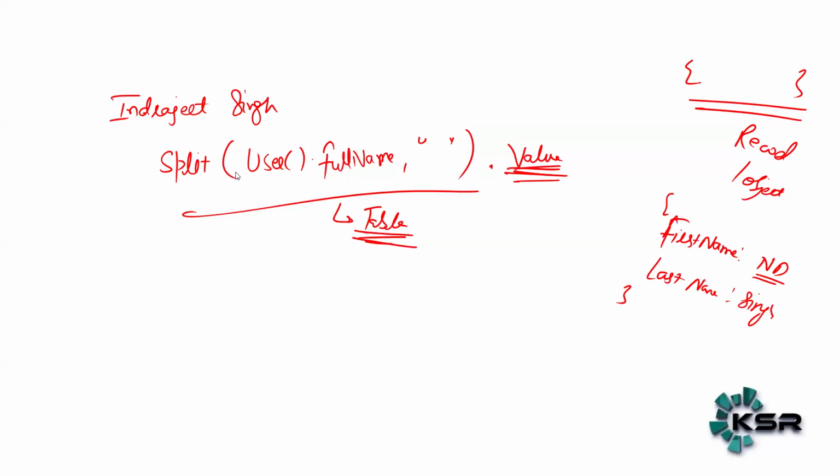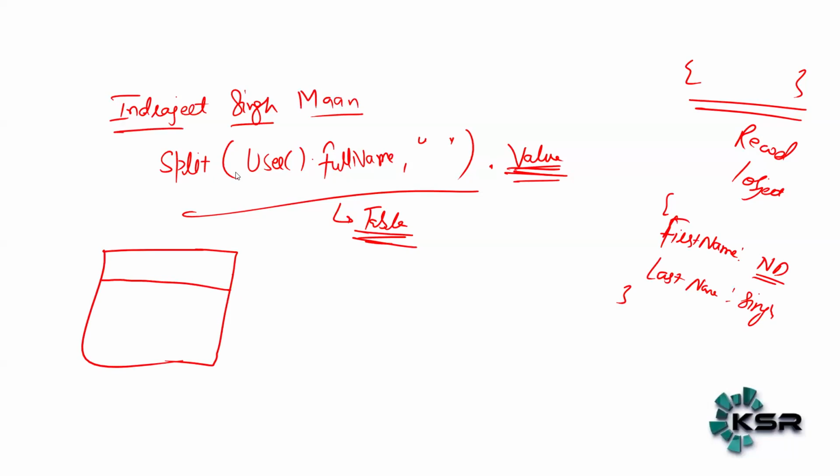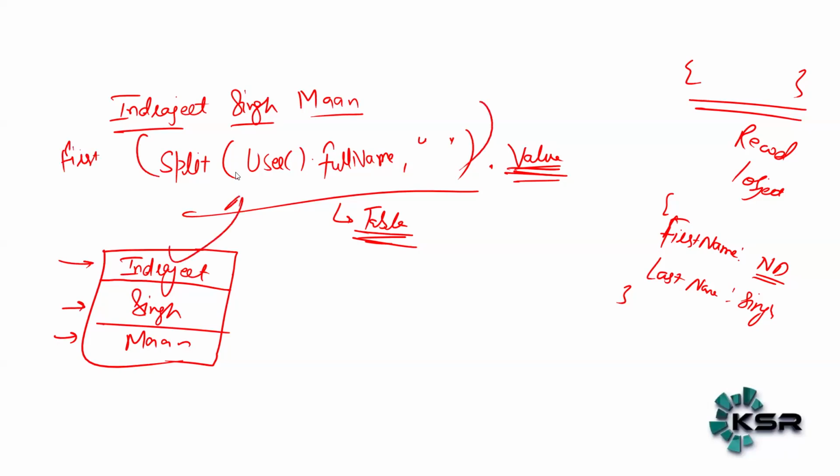It has created a table in the background. Suppose we have one more thing here, like Man. These are the three things. So it converts the string Indrajit Singh Man into a table. So what we did is simply write, give us the first record of the table, that is it. So it will return the first name.